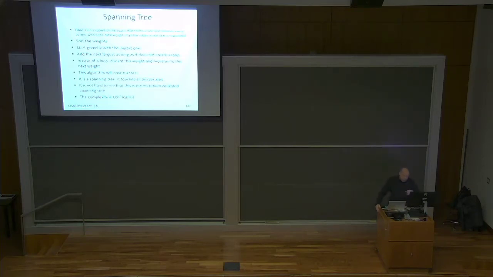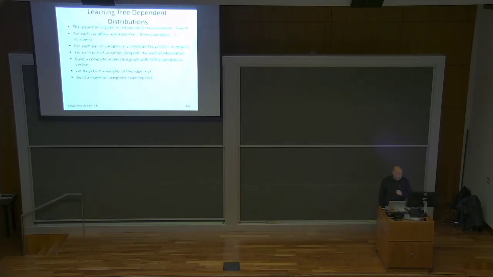In case of a loop, discard this weight, move to the next one in my sorted list, and this algorithm will create a tree. Very easy to see. It's going to touch all the edges, and it's not difficult to see that this is actually what we want. It's the heaviest tree that you can get from this graph. And it's a relatively efficient algorithm, basically scales with the number of edges, n squared times log n.